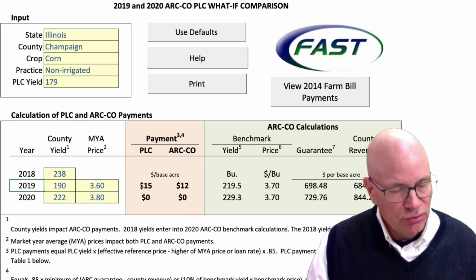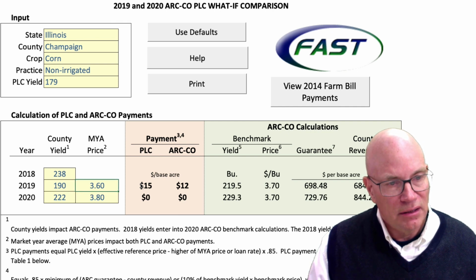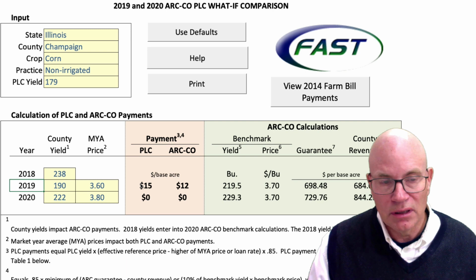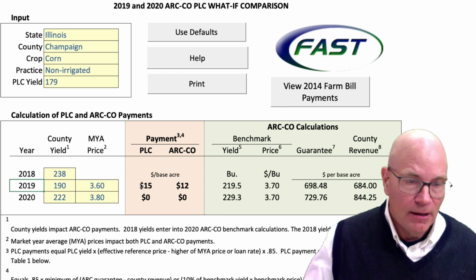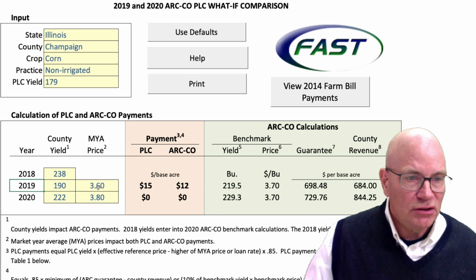Obviously, as we go through the year, we'll have much better information about what the county yield and market year average price for 2019 is, so we should probably wait a little while before signing up for the 2019 payments, which the deadline for that sign-up is March 15th. That's the major part of this tool.